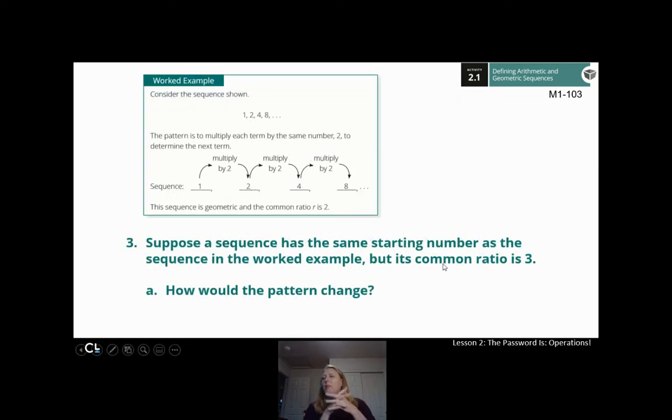So suppose, just like last time, a sequence has the same starting number as this sequence up above in the worked example, but its common ratio is now 3. So we're still going to start with 1, but now the thing that I'm multiplying by over and over again is 3. So tell me, how would that make my pattern change? Go ahead and hit pause, put down your thoughts, and then hit play when you're ready to check and see how you're doing.